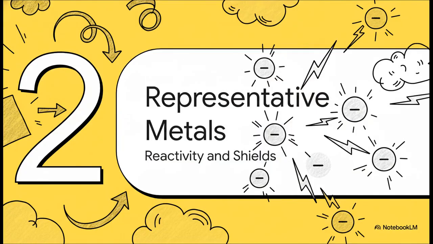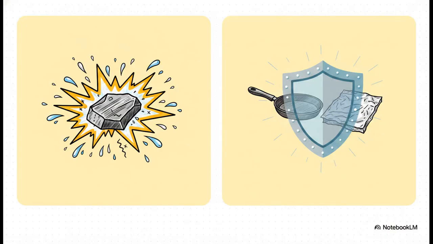Moving on to part two, meet the representative metals, reactivity and shields. So over on the left side of our map, these representative metals are basically desperate to shed electrons and react with whatever is around them. But there is a massive difference in how they survive out in the wild. On the far left edge, groups 1 and 2, they are wildly reactive. I mean, they're so eager to react with water and oxygen that you are literally never going to find them just sitting around uncombined in nature.